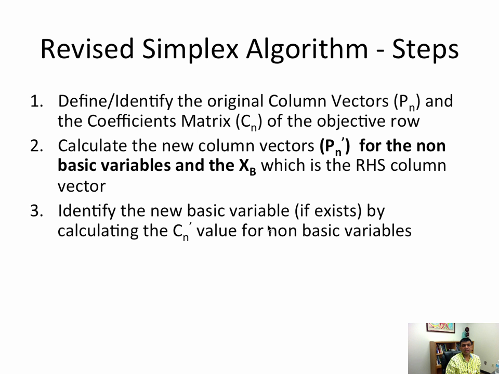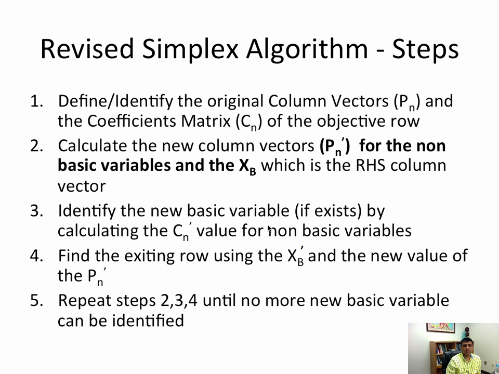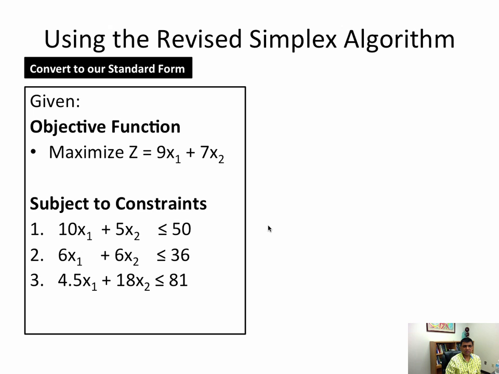Once we do that, we will then identify the new basic variable. Then we will find the exiting row. Again, this method is also very similar to what we've done earlier in our simplex method. And then we will repeat steps 2, 3, 4 until no more new basic variables can be identified. At an abstract level, the method is following the steps of the simplex method, except instead of working with the previous tabular, we will work with the originals that we identify. What I mean by that will be clear as you perform those steps. Our first step will be to convert the given problem into our standard form.